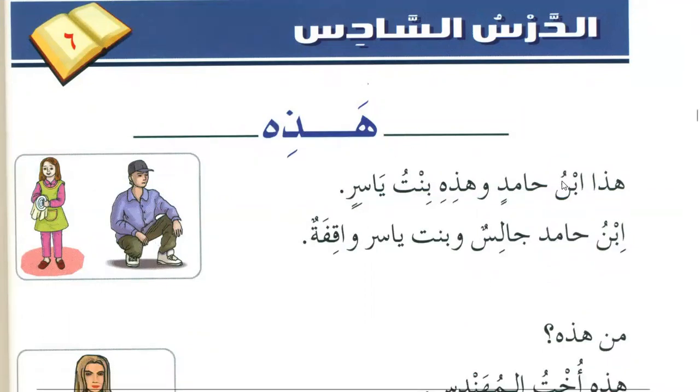Haza ibnu Hamidin wa hazihi bintu Yasir. This is the son of Hamid, and this is the daughter of Yasir. Ibnu Hamidin jalisun wa bintu Yasirin waqifatun. The son of Hamid is sitting, and the daughter of Yasir is standing.